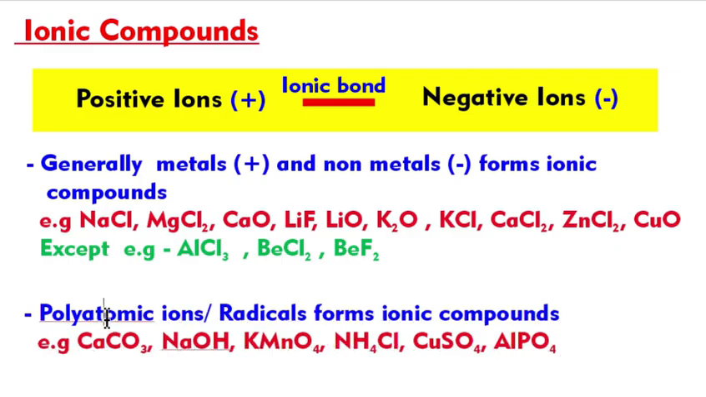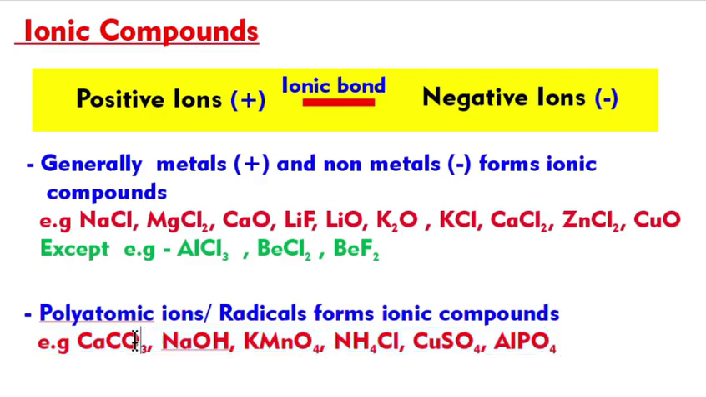And usually the polyatomic ions or radicals, in other words we say radicals, form ionic compounds. Carbonate, CO3 2 minus, is a negative ion. Hydroxide ions are also polyatomic ions, so they also always make ionic compounds. So whenever you see a polyatomic ionic group or radicals, they form ionic compounds.